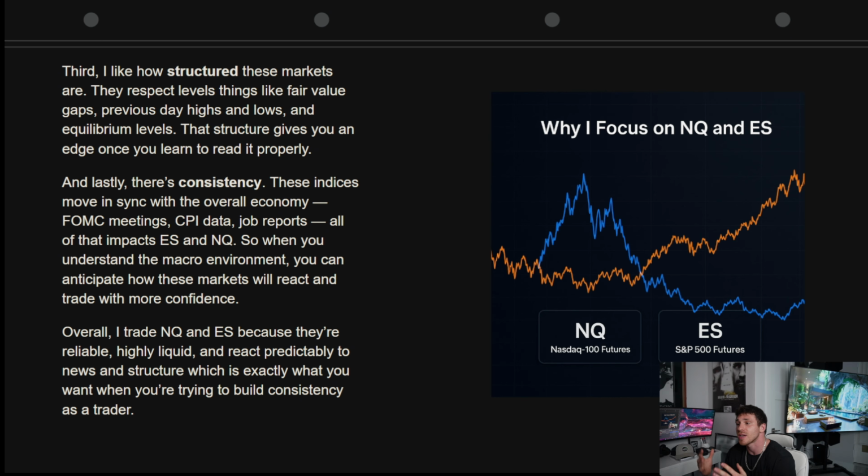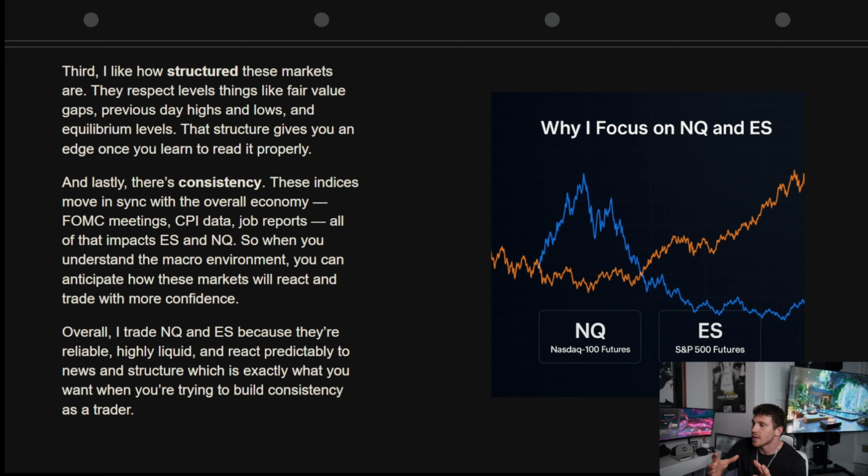And lastly, they're consistent. These indices move in sync with the overall economy. You have FOMC meetings, you got CPI data, job reports. All that impacts ES and NQ. Again, we don't trade those. We see where that news data does come out, and that can dictate where the market's going to go. But when you have news like this that drops, it keeps the markets moving.